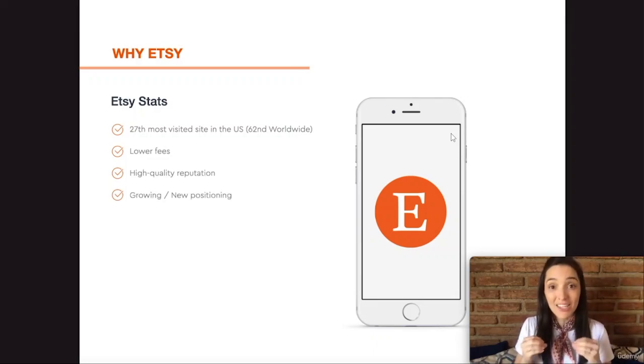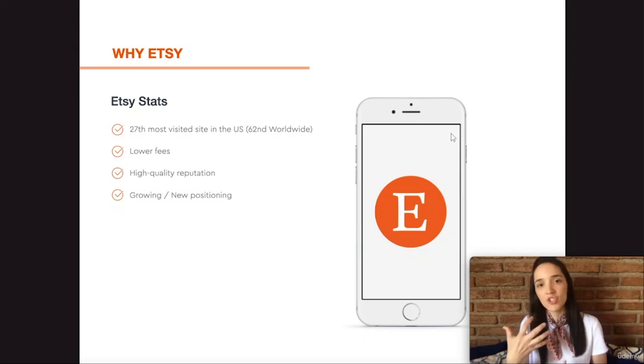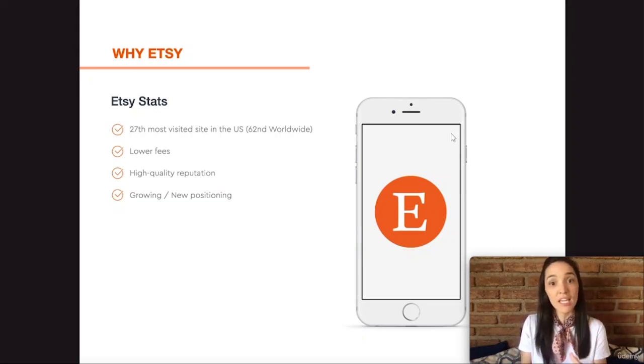Etsy has also been growing a lot lately. I'm going to show you very soon the graph of the growth of Etsy in the last few years, but this is really amazing because not only sellers and buyers are seeing the potential of Etsy, but the platform itself is starting to position itself differently and seeing all of the potential new users and potential new sellers. And that is a great opportunity for us as sellers, as we are going to be able to reach more and more audiences. Etsy also offers some unique integrations specifically with social media platforms.